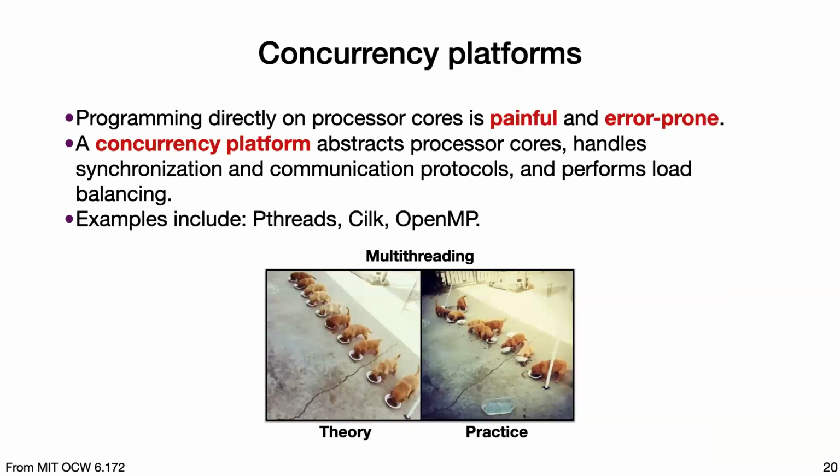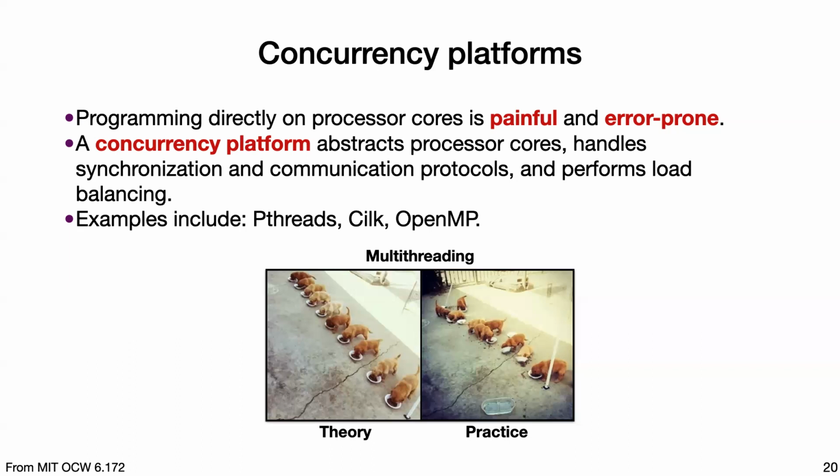So now I'm going to talk about how we do programming for multiple threads. These days we don't program directly on processor cores, which means we have these abstractions of threads and we don't have to directly manage them because it is really annoying to manage them directly. There are several concurrency platforms which abstract these processor cores, and under the hood handle things like synchronization and communication between the cores. They also often can perform load balancing under the hood for us. Some examples include pthreads, Cilk, which is a C-like language, and OpenMP.